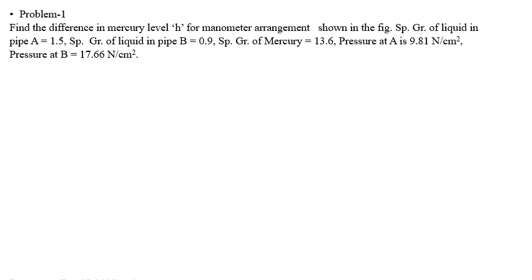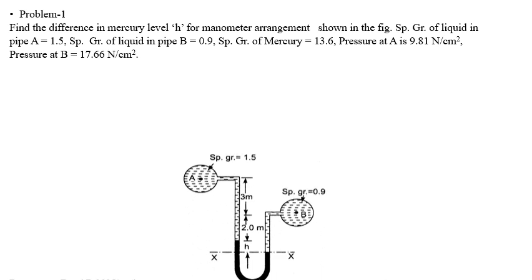as shown in the figure. Specific gravity of liquid in pipe A is 1.5. Specific gravity of liquid in pipe B is 0.9. Specific gravity of mercury is equal to 13.6. Pressure at A is 9.81 Newton per centimeter square. Pressure at B is equal to 17.66 Newton per meter square.